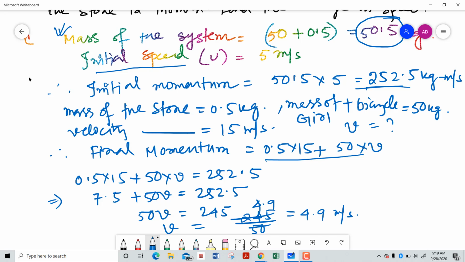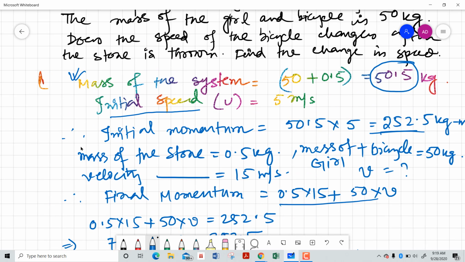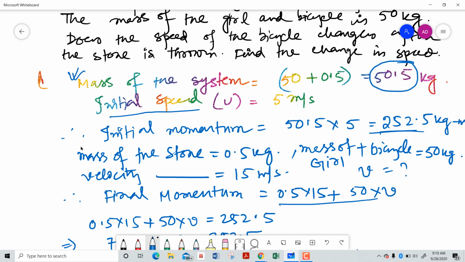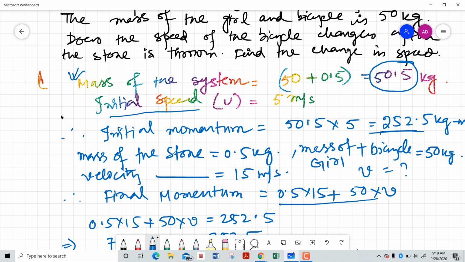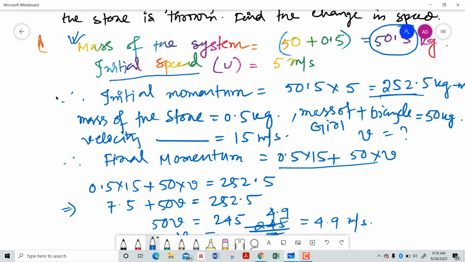In the question it was asked that you have to find out the change in speed, right? So at this point of time, the solution is not finished. We have found the final speed of the bicycle. What was the initial speed in this case? Initial speed was 5 meter per second, but now we have got the speed as 4.9 meter per second.